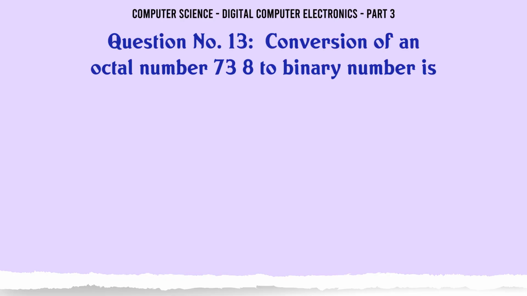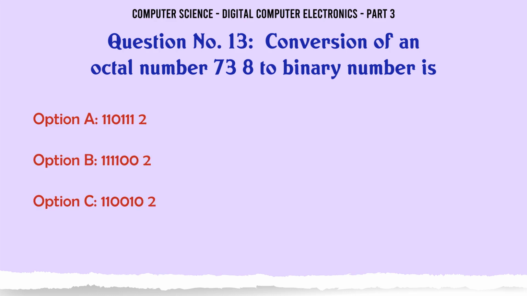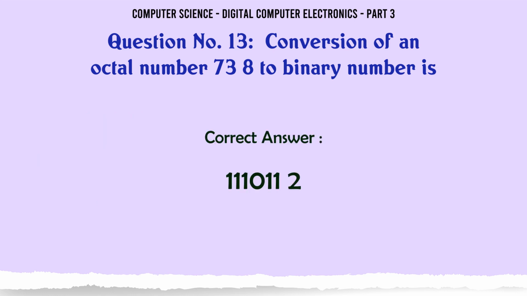Conversion of an octal number 738 to binary number is A 111 0111. B 111 1102. C 110 010. D 111 011. The correct answer is 111 011.